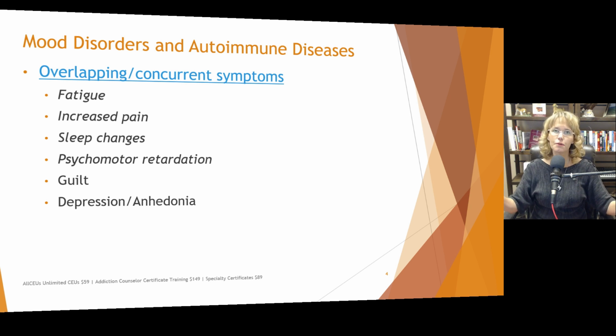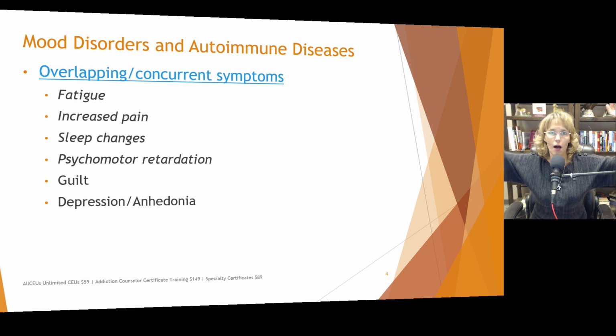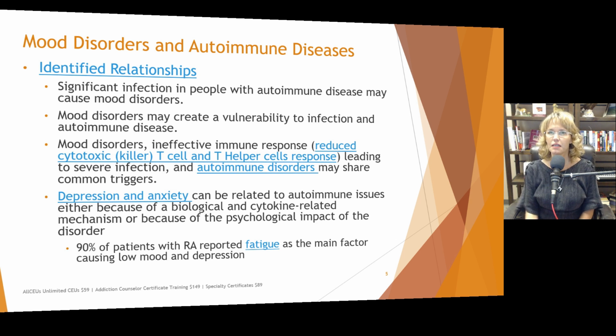There have been multiple studies that have shown that as systemic inflammation goes up, depression symptoms go up. They are really strongly tied together. Significant infections in people with autoimmune diseases may cause mood disorders. So if we have somebody with an autoimmune disease and they get a significant infection, we want to be on alert for mood symptoms. Mood symptoms can create a vulnerability to infection.